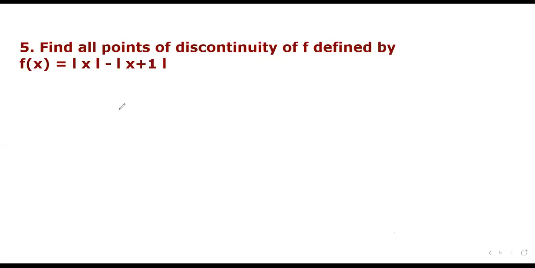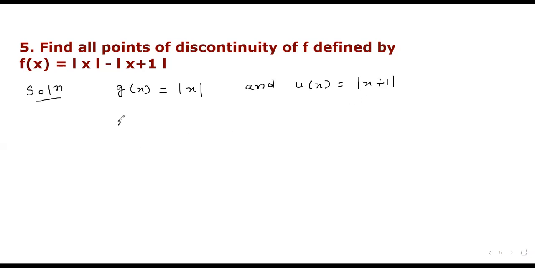Now let's consider question number 5. Find all points of discontinuity of f defined by f(x) equal to modulus x minus modulus of x plus 1. Let's consider the solution. So we assume g(x) equal to modulus x, and say u(x) equal to modulus of x plus 1.